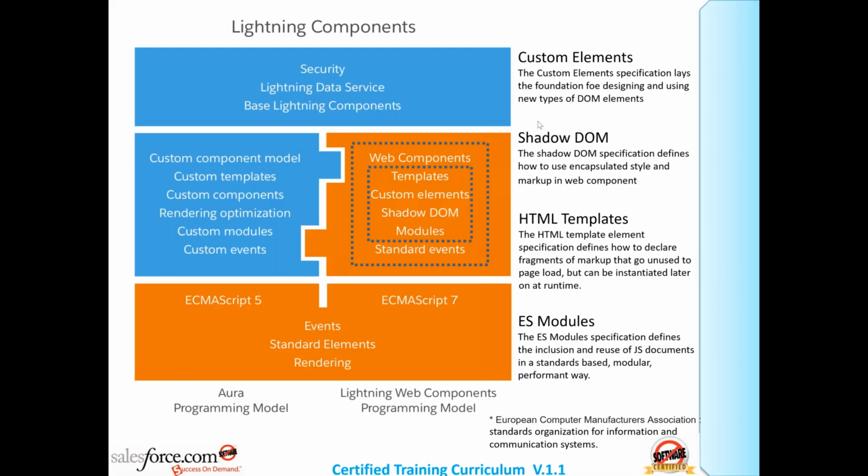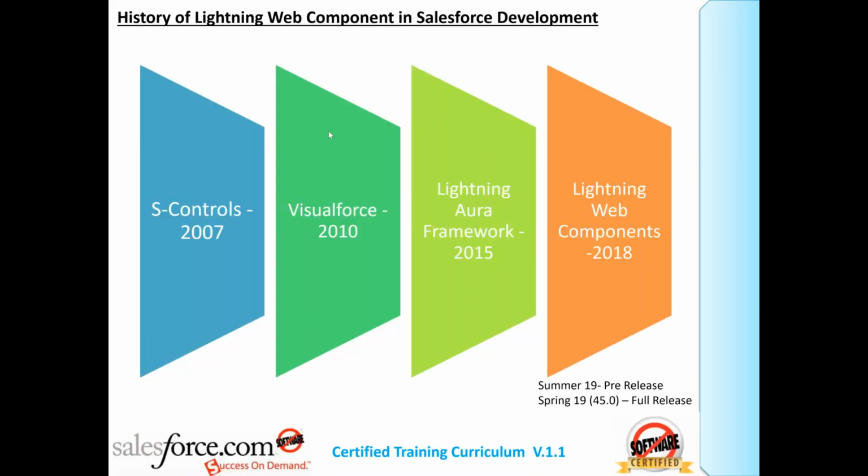Next, Shadow DOM. Mixing custom elements with HTML and encapsulating them together, we call Shadow DOM. HTML template: the designing piece of LWC is called the HTML template. ES module: the programming, controller piece of LWC is called the ES module. Over, guys.